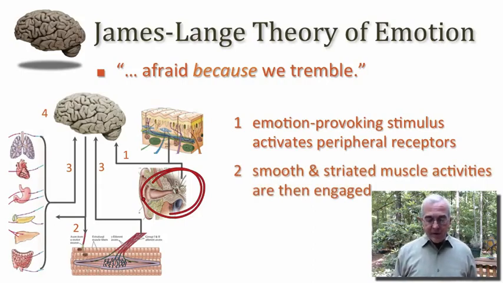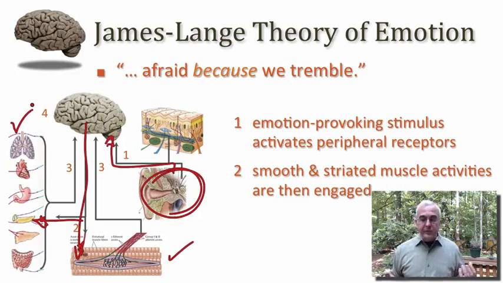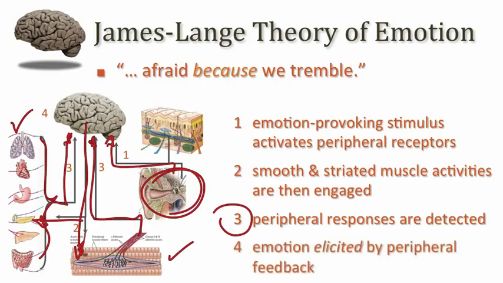So what James had in mind was that this emotion-provoking stimulus would be processed through our sensory systems, and this would lead to something like a reflexive activation of our motor system, both our somatic motor system and our visceral motor system. So smooth and striated muscle activities would be engaged. That would lead to yet a secondary sensory event where peripheral responses of these effector systems would be detected and sent back on into our relevant sensory divisions of the brain, principally the somatic sensory cortex and our visceral sensory cortex in the insular regions. These would be integrated, and it would be the integrated perception of this secondary sensory feedback that triggers the emotion.